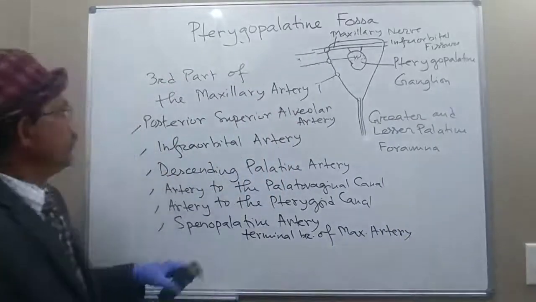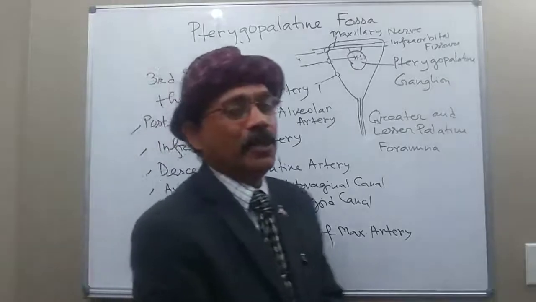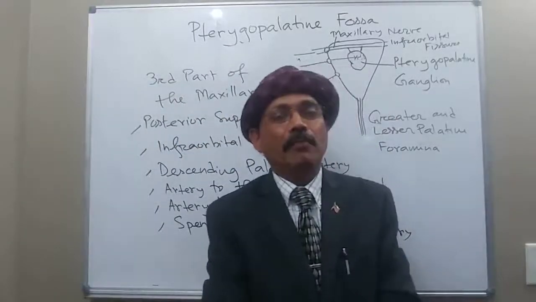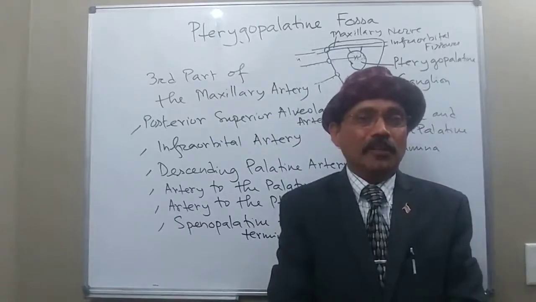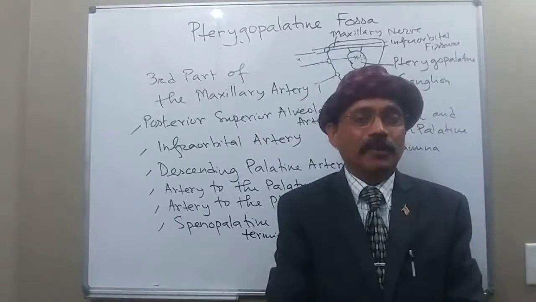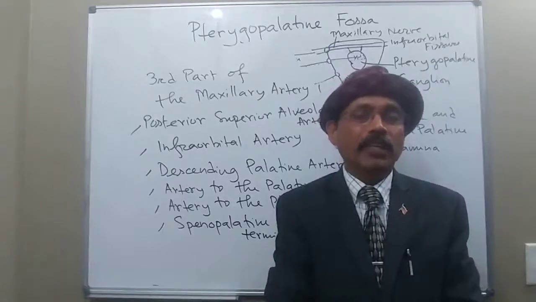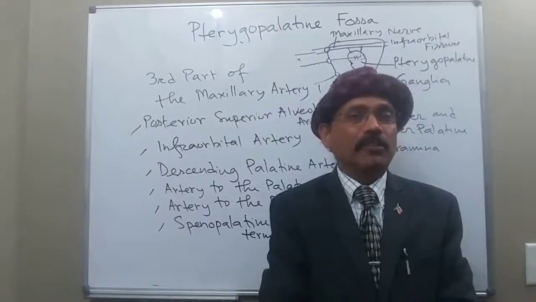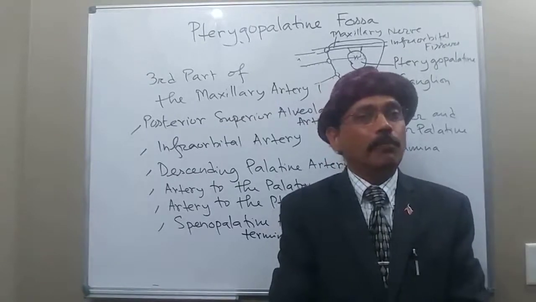Okay. But the maxillary artery is a terminal branch of what? The maxillary artery is a terminal branch of the external carotid artery. Where? At the level of the neck of the mandible. What is the other terminal branch of the external carotid artery? That is the superficial temporal artery.